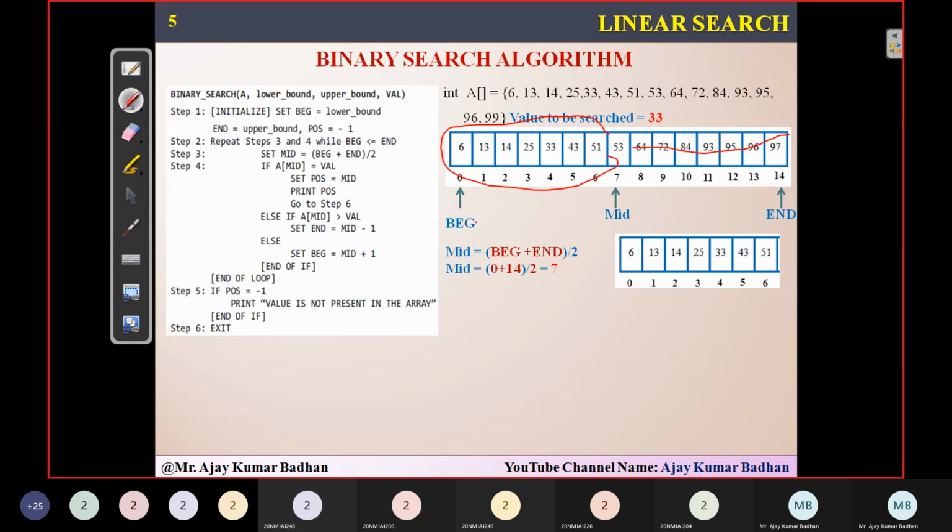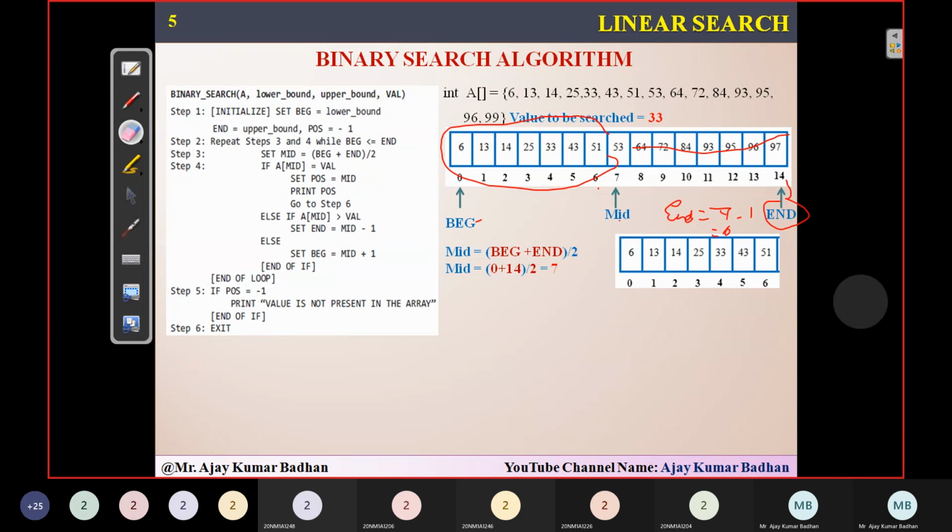Here the beginning will be same. This is your beginning. Only the ending has to change, but right now the ending is pointing to the value 14. Now this has to come here to 6. How will it come? So end equal to, what is the middle value? We have 7. So mid minus 1. So that is 6. Now this will become your end.